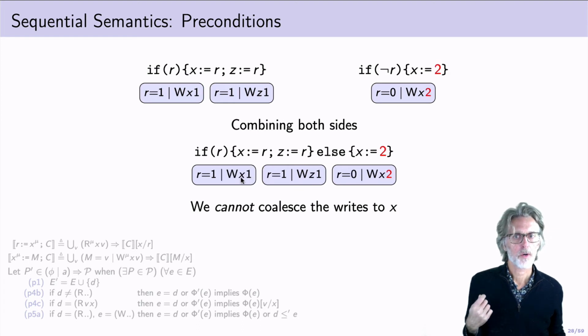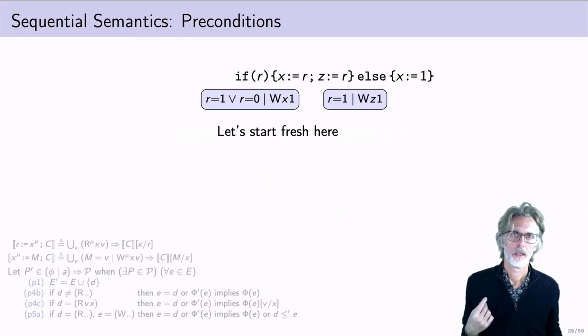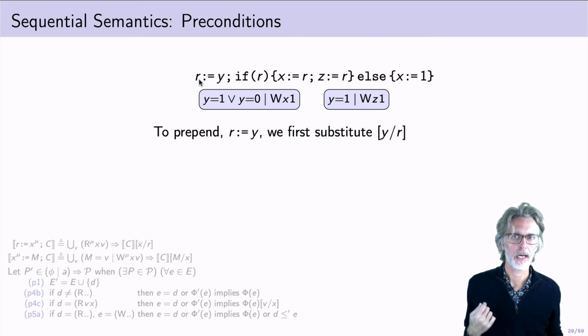We can only coalesce writes of the same value. So if I were to write 2 in the condition, I wouldn't be able to coalesce it with the write of X is 1 here. And in fact, this Pomset is not even consistent because I have contradictory preconditions. Let's start fresh here. If I prepend a read from Y, what's going to happen is that I'll substitute Y for R throughout these preconditions.